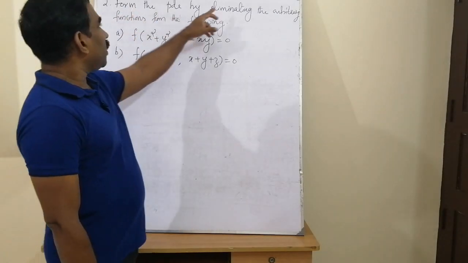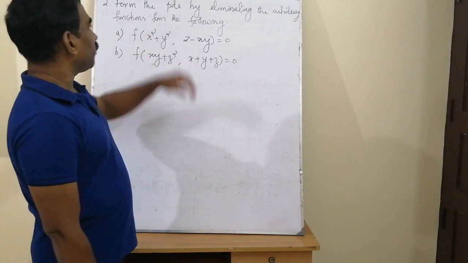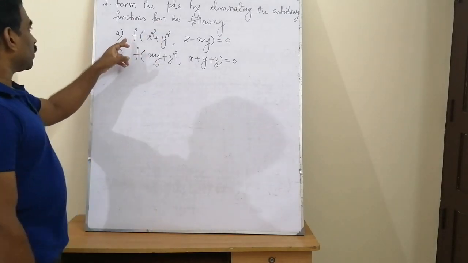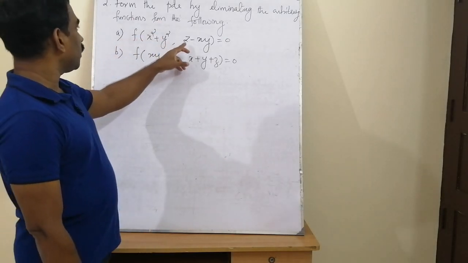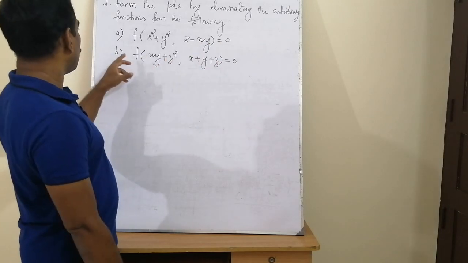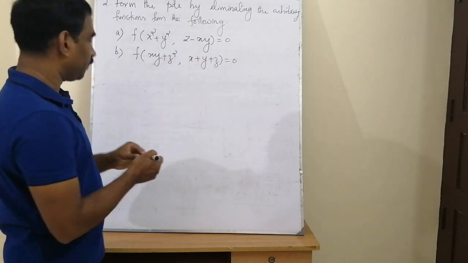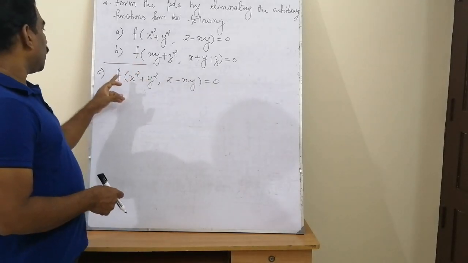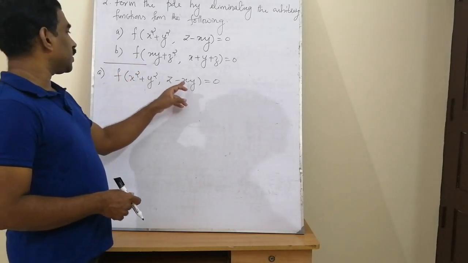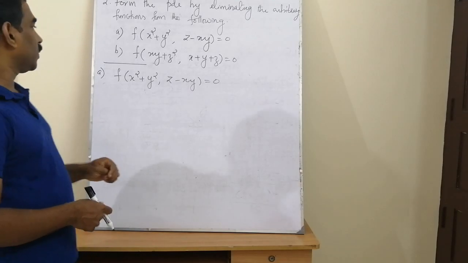Form the PDE by eliminating the arbitrary functions from the following. First one, f of x square plus y square comma z minus xy equal to 0, and f of xy plus z square comma x plus y plus z equal to 0. First case, f of x square plus y square comma z minus xy equal to 0.